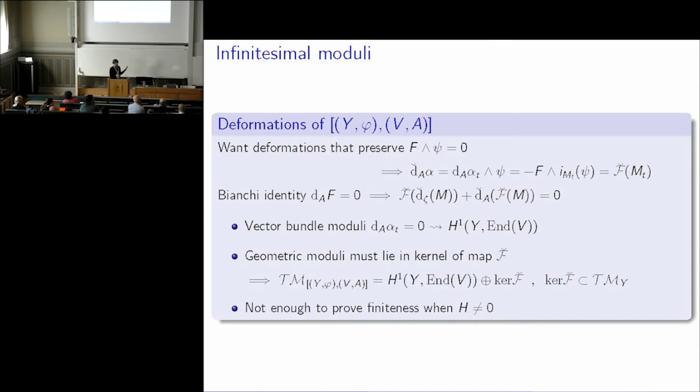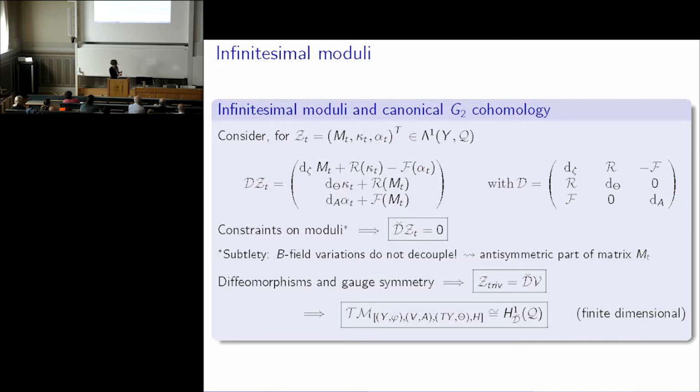However, this is not enough to prove finiteness when H is non-zero. So we need to take the third condition into account, which is this relation between the torsion and the Chern-Simons terms, so the anomaly cancellation constraint. Sorry, I went a bit too far.